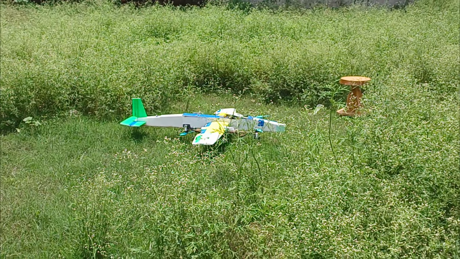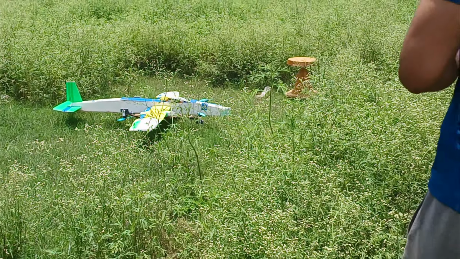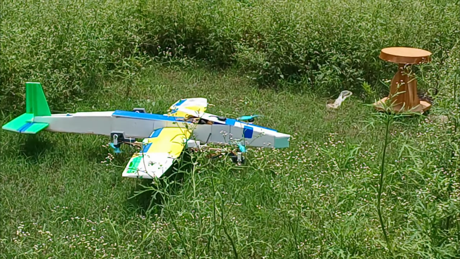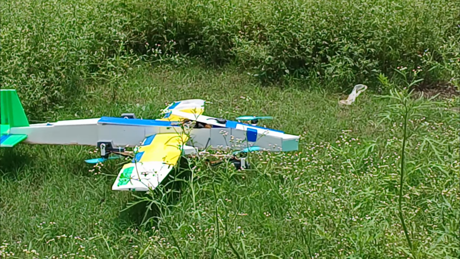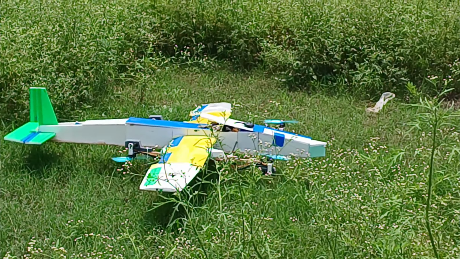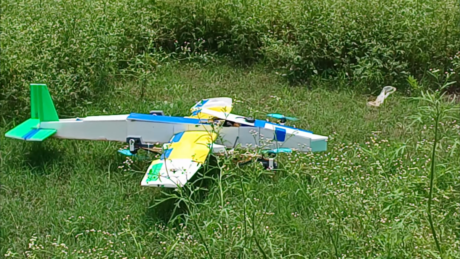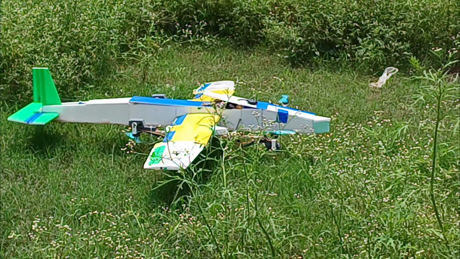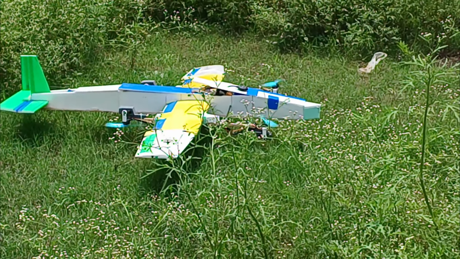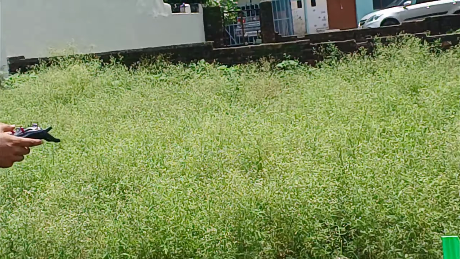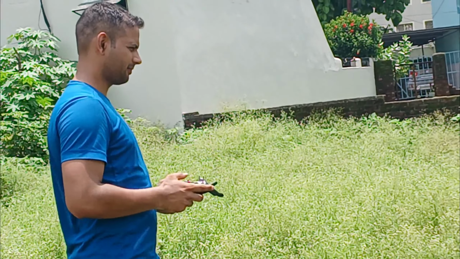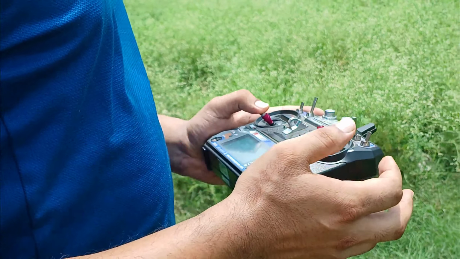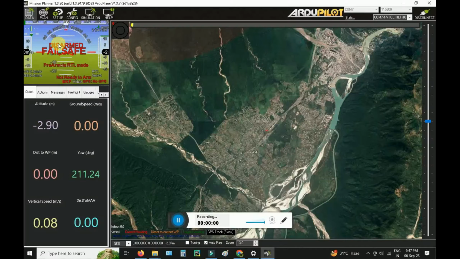Okay, this was my first hover test. What happened? When I increased the throttle to lift off the plane from the ground, it was shaking when I gave about 20% throttle. So something was not right and I took the plane back home and asked one of my friends for a solution, who has some experience in quadcopter flying.